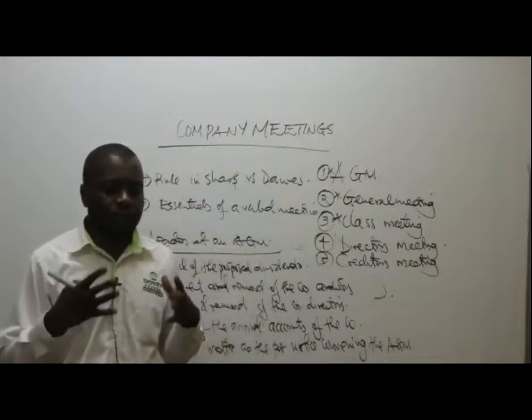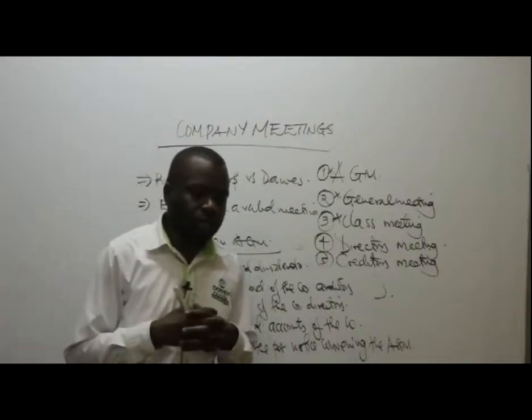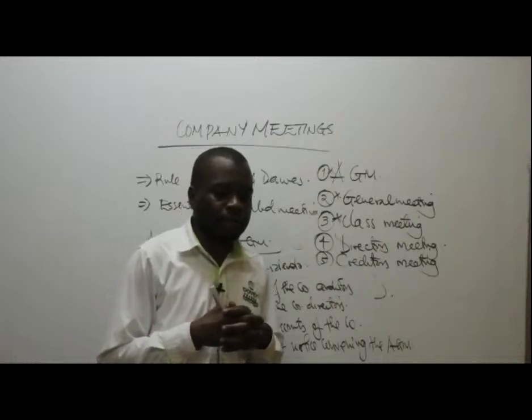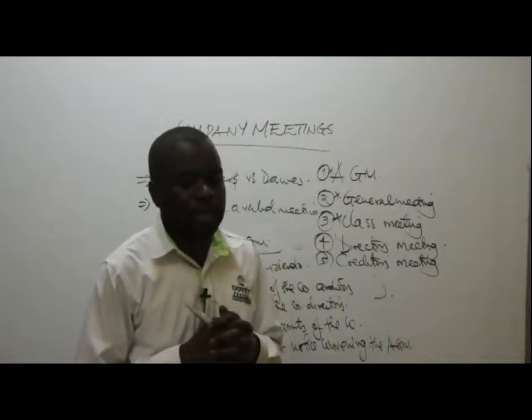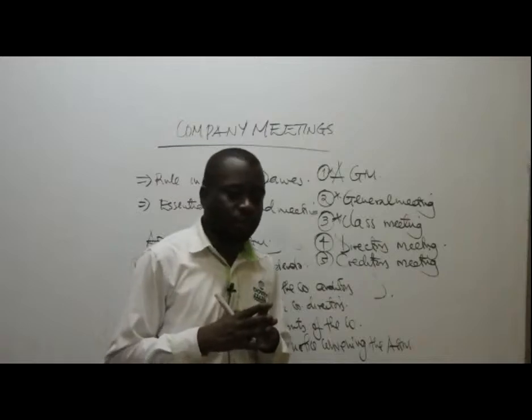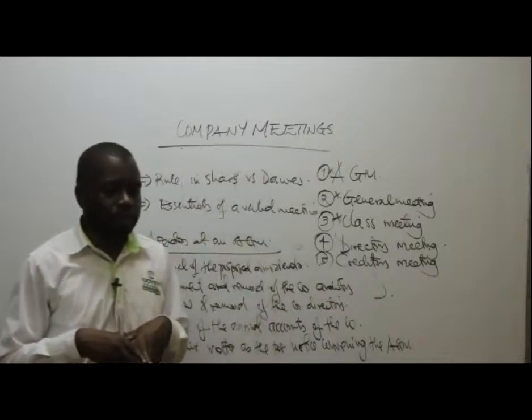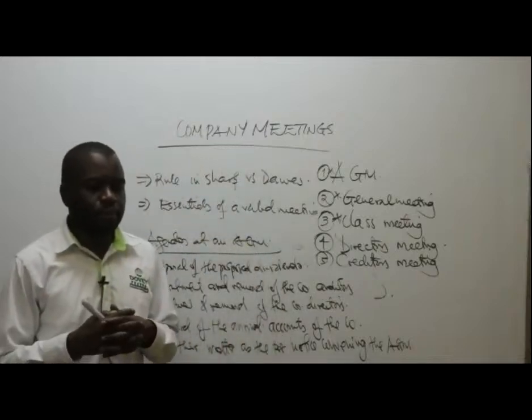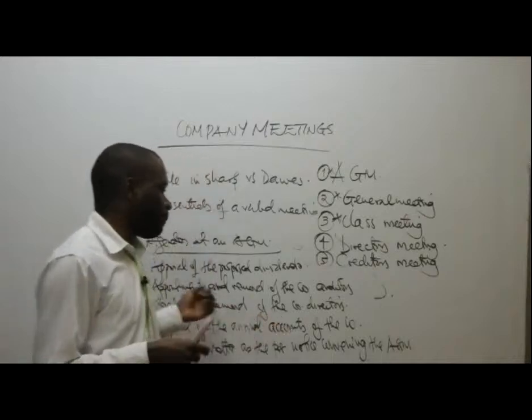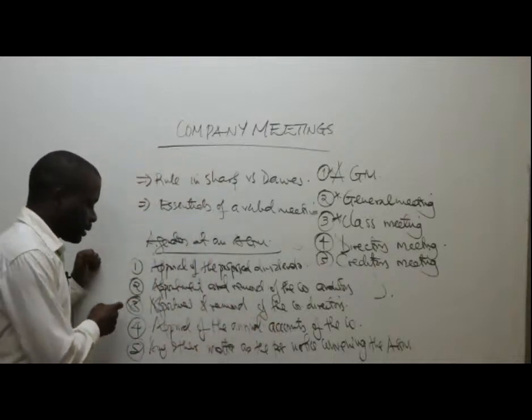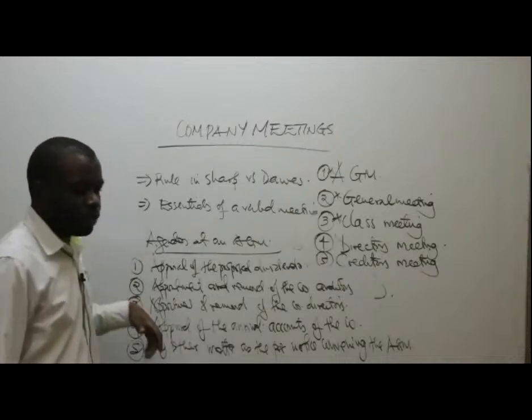So you'll see the key persons who are supposed to appoint an auditor in a company. The mandate normally lies squarely with the members of the company. Maybe due to certain circumstances, an auditor can be appointed in an acting capacity, maybe by the directors of the company.